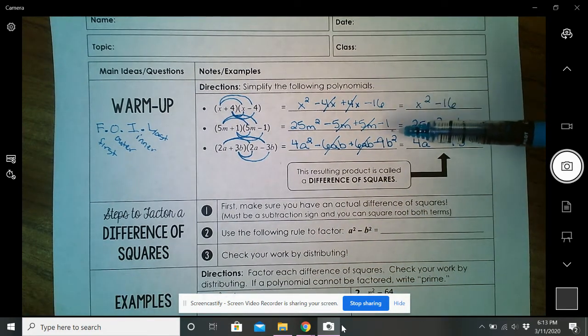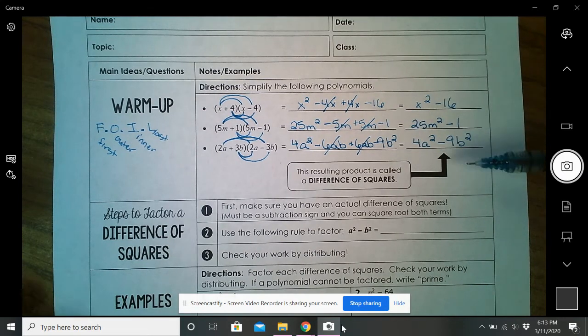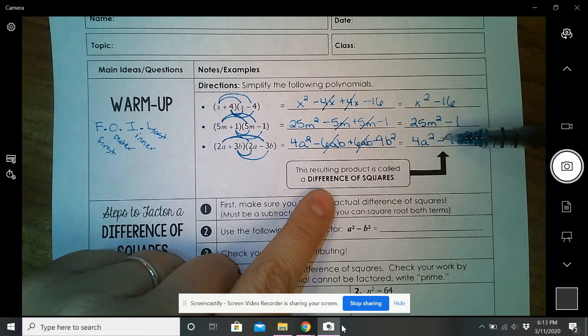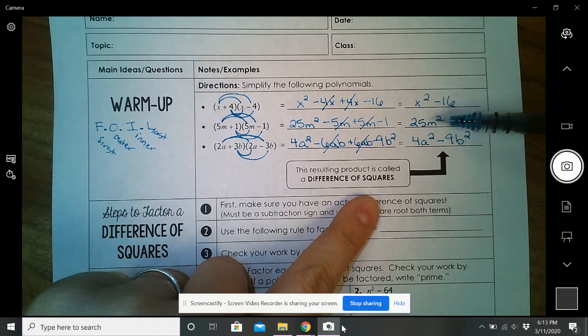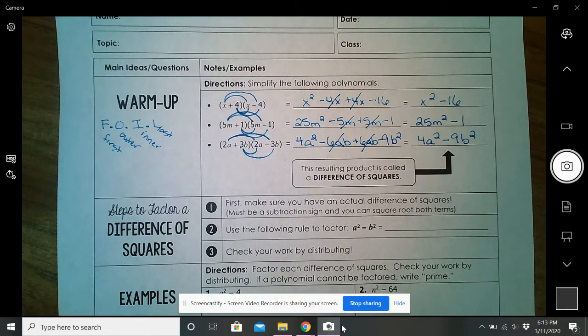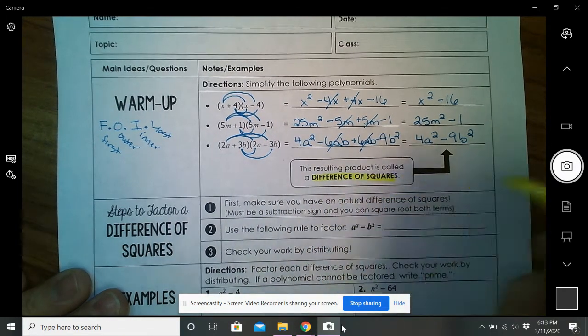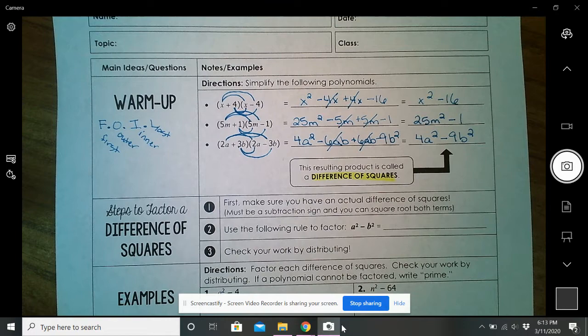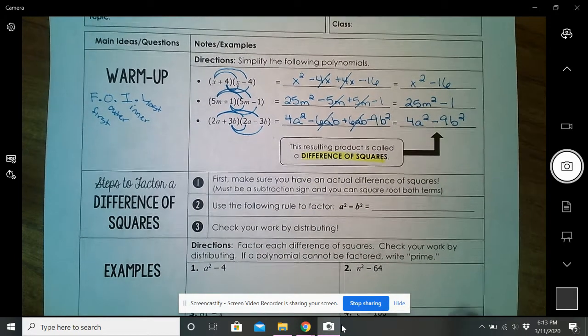So this pattern happens every single time, and that's because what's left is called a difference of squares. And let's break that down. Difference is the subtraction. Squares is that everything in the problem is a squared term. X squared, 16 is 4 squared, 25 is 5 squared, 1 is 1 squared, and so on. So this is called a difference of squares, and that's what we're going to be working on today, is how to start here and finish with the two binomials. Okay? All right. So here's some steps to get us there.